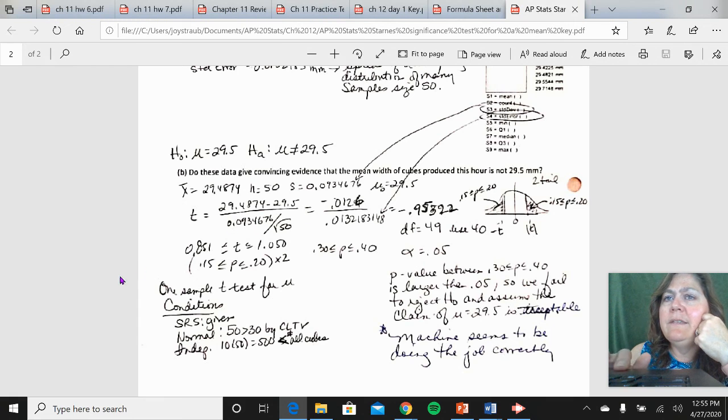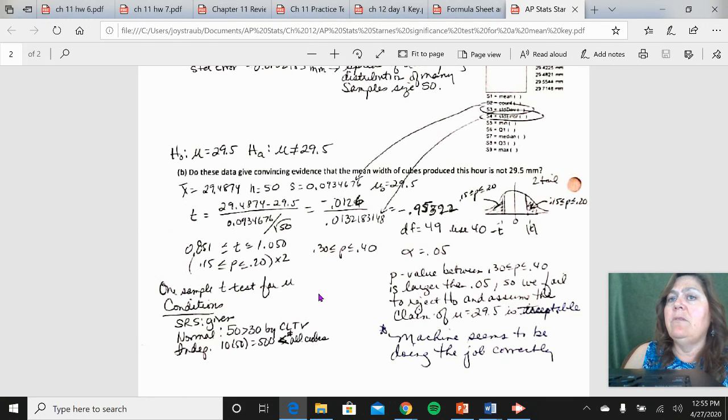Okay, so I went to the table and saw that it falls, remember, you take the absolute value of that to find it on the table. Falls between these two, which follows up to 0.15 to 0.20, but it's two-tailed, so we're going to times that by 2 and say that our p-value is between 0.3 and 0.4. Dear God, that's pretty high. So we know that we are going to fail to reject the H0 and assume that their claim is okay, which means in context that machine seems to be doing the job correctly. Of course, you need all your conditions. They were all met as well.